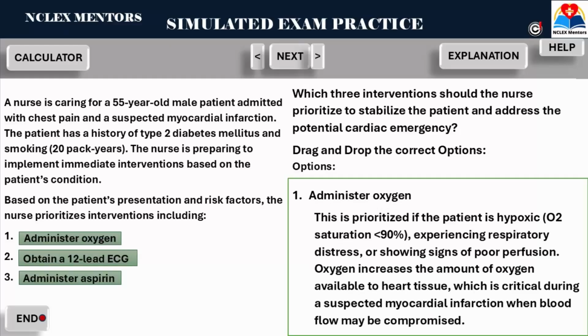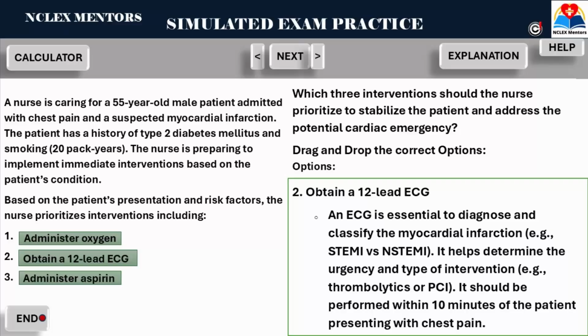Okay, ready? Let's talk through the correct answers. Correct prioritized interventions. 1. Administer oxygen. 2. Obtain a 12-lead ECG. 3. Administer aspirin. Explanation. 1. Administer oxygen. When a patient is having a suspected heart attack, especially if they're showing signs of poor oxygenation, like low O2 sats or trouble breathing, oxygen becomes a lifeline. It helps feed the struggling heart muscle with the oxygen it desperately needs. If the oxygen saturation is below 90%, or if the patient is in distress, oxygen is your first go-to.